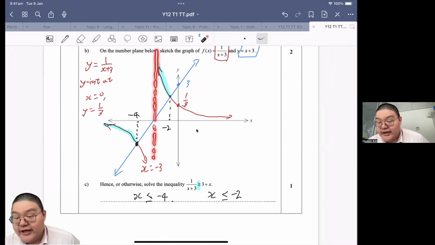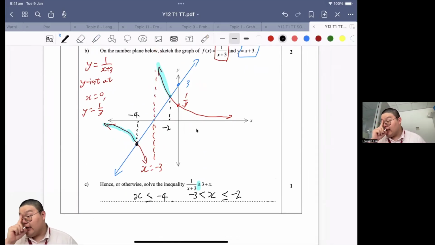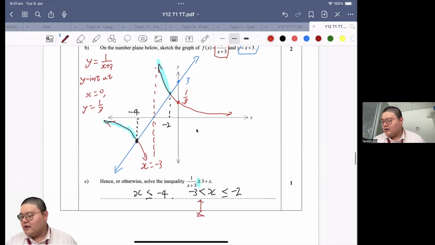At x equals -3, we have to stop. And we actually can't include this point either. So we need to say -3 is definitely strictly less than x. It's a very important one here. Very common mistake. You lose one whole mark because of this single mistake.